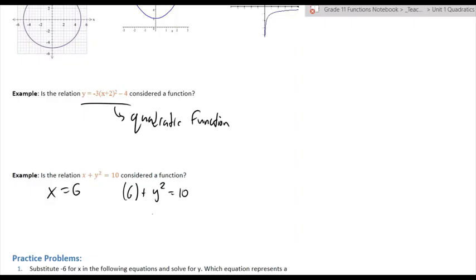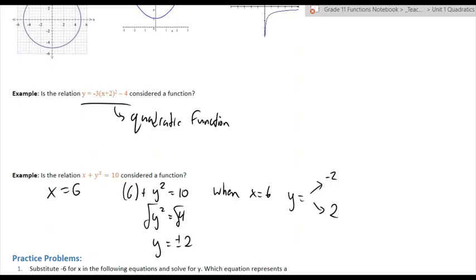So we'll have y squared equal to 4. And then we'll square root both sides. And we'll have y equal to plus or minus 2. Remember, when you square root a number, it is equal to its positive and its negative version, as 2 squared and negative 2 squared are both equal to 4. So here we just discovered that when x is equal to 6, y is equal to both negative 2 and positive 2. And thus this fails the one-to-one relationship required for a function.